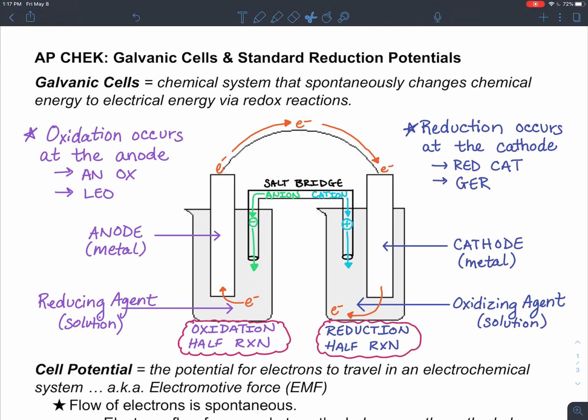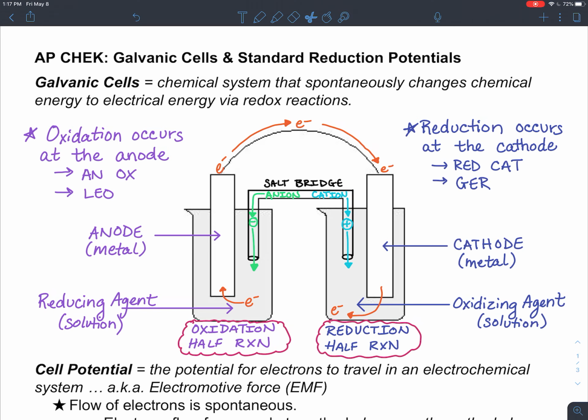And then LEO the lion says GER, or OIL RIG, whichever you want. The generic one is showing that we have an anode, which is metal, and a cathode, which would be metal. And then we have these in solution. So we have a reducing agent on the left-hand side, in this particular beaker, and then the oxidizing agent solution on the right-hand side. And what we see is that electrons are going to travel from the anode to the cathode.